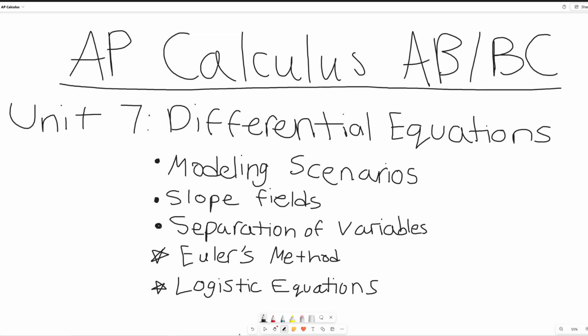In this unit, we go over modeling scenarios with differential equations. We look at slope fields and how to recognize slope fields of different functions, as well as how to draw them. We figure out how to solve differential equations using separation of variables. And then for the BC only topics, we have Euler's method, and then we take a look at the properties of logistic differential equations. So let's begin.